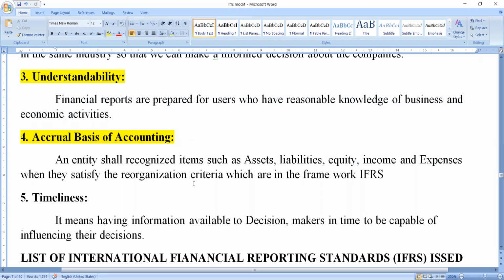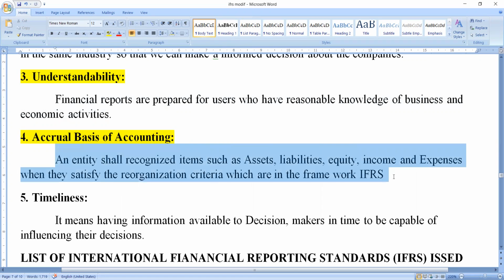accrual basis. What is meant by accrual basis of accounting? Under the accrual basis of accounting, an entity shall recognize items such as assets, liabilities, equity, income, and expenses when they satisfy the recognition criteria in the framework of IFRS. Each and every item of the organization must be recognized if it provides economic benefit to the organization.